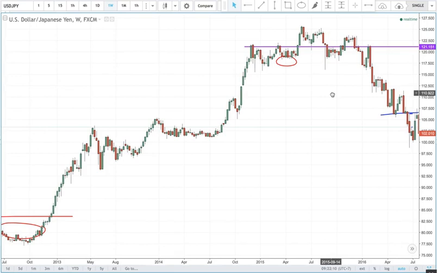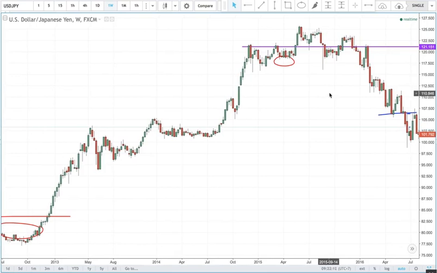Okay? So that is the example here on USD yen on the weekly charts. Let's head on to some more examples for the buyers.